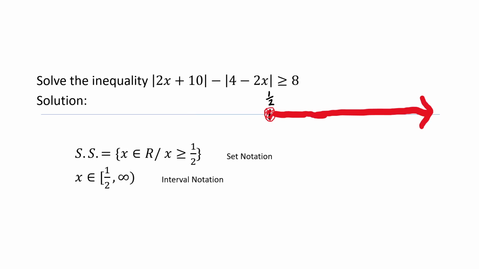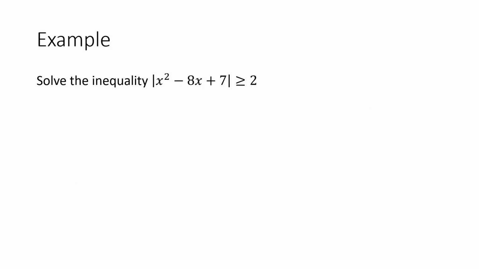And now I can state my final answer. X will be any number greater than or equal to 1/2. That's an element of the reals. Finally, let's do a quadratic inequality. Suppose we say the absolute value of x squared minus 8x plus 7 is greater than or equal to 2.